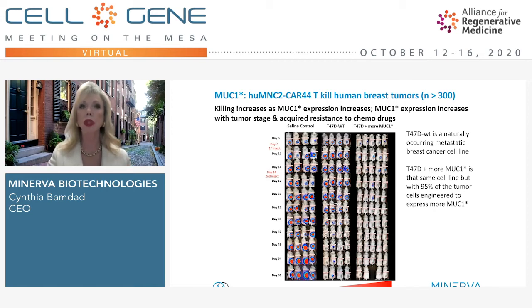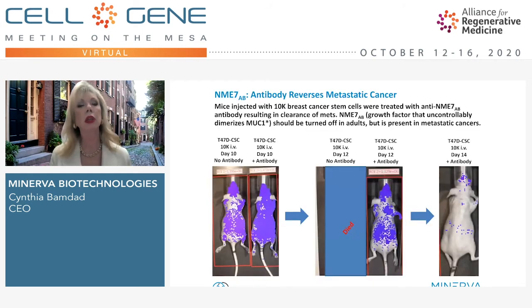So that's MUC1 star, the growth factor receptor. We have this in the pipeline. We have an antibody against this oncoembryonic growth factor that should not be expressed past about day 10 of a developing blastocyst. However, we saw it in all these different cancer cell lines and in cancerous tissues.